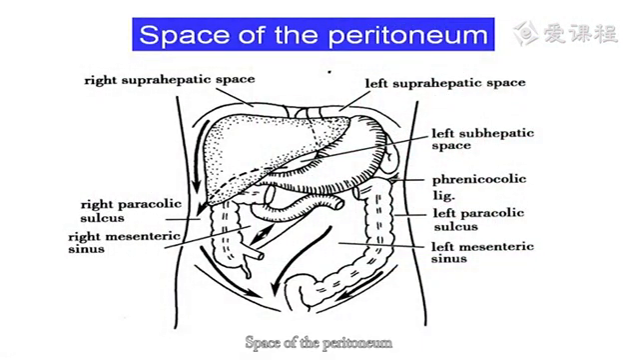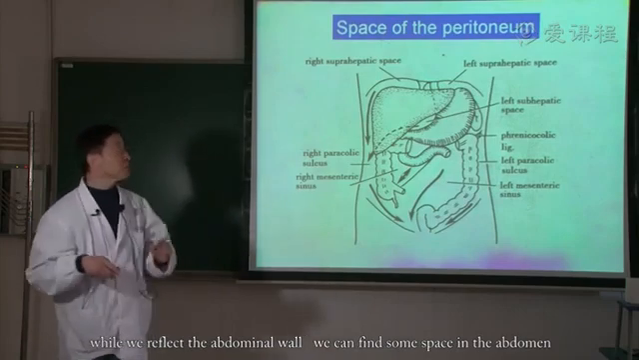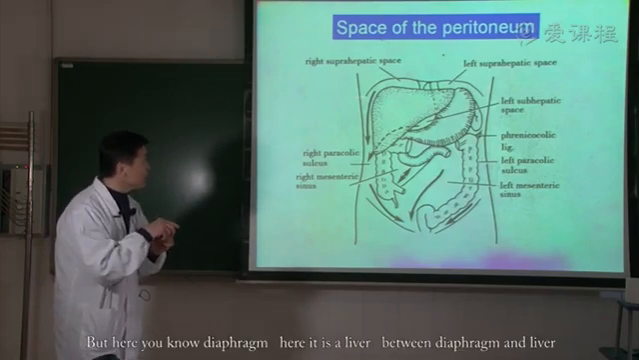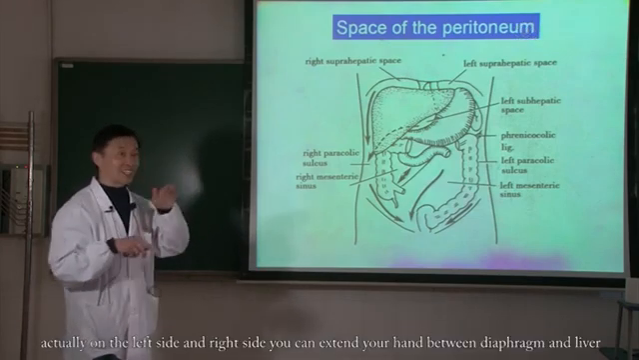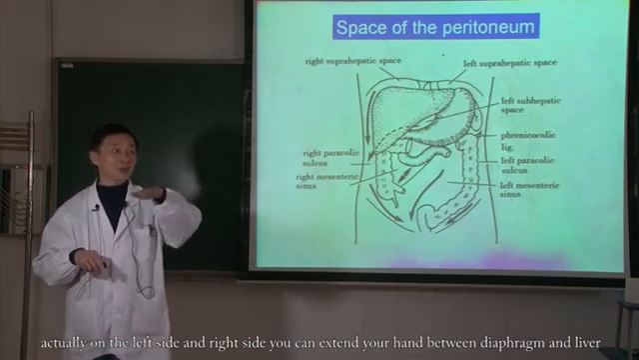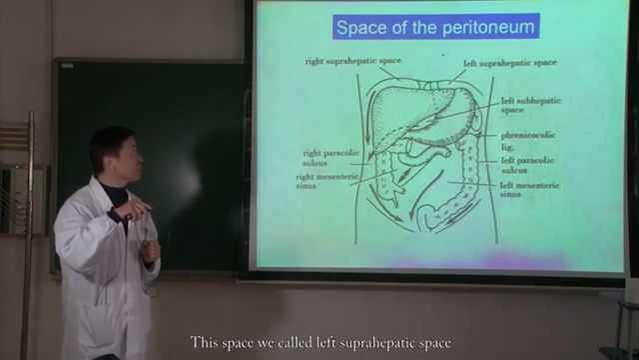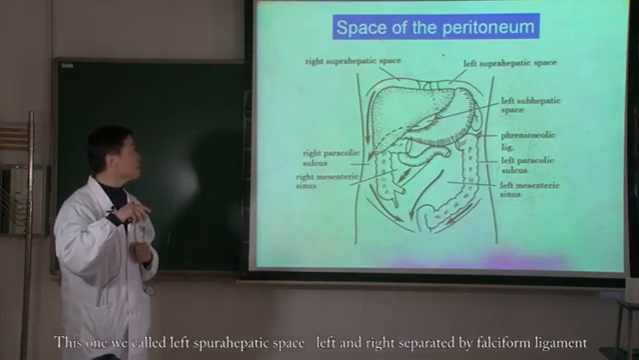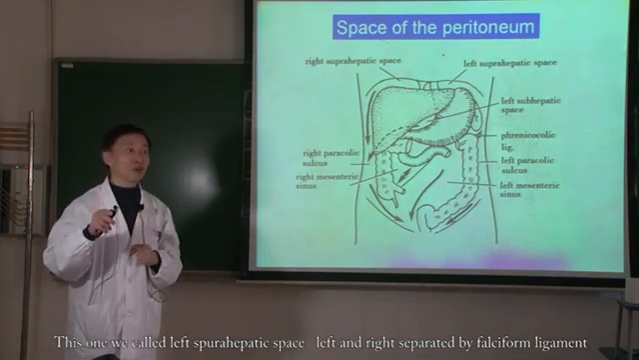Space of the peritoneum. While we reflect the abdominal wall, we can find some space in the abdomen. Here is the diaphragm, here is the liver. Between the diaphragm and the liver, on the left side and the right side, you can extend your hand. This space we call the left suprahepatic space. This one we call the right suprahepatic space. Left and right are separated by the falciform ligament.